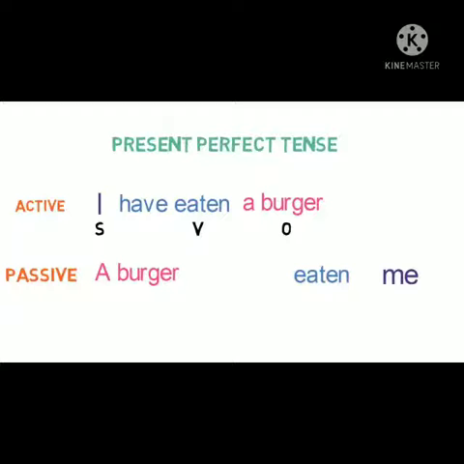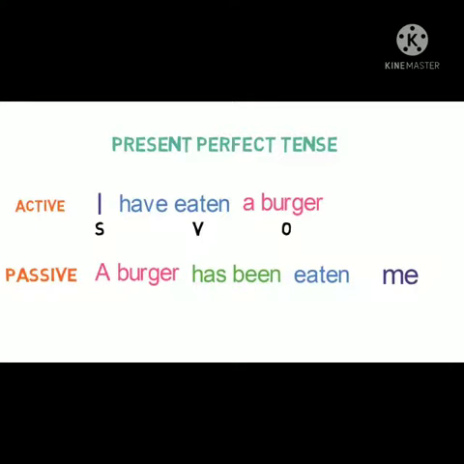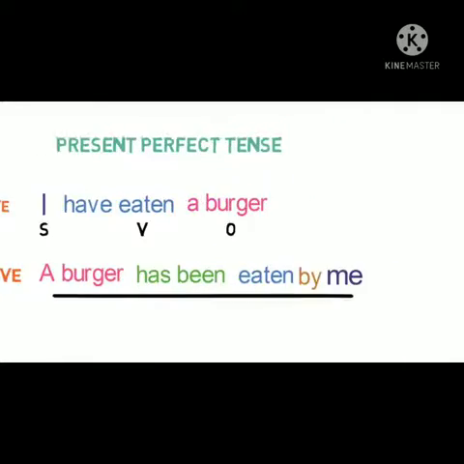Next, adding a suitable helping verb, it will be has been. And lastly, we need to add by here to make the sentence complete. So the whole sentence is a burger has been eaten by me. Now let's see an example of simple past tense.